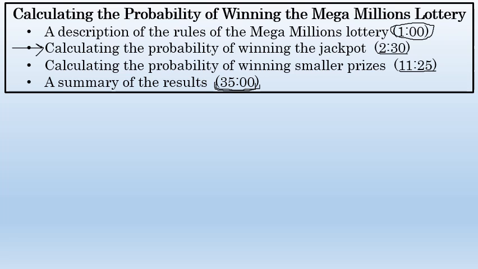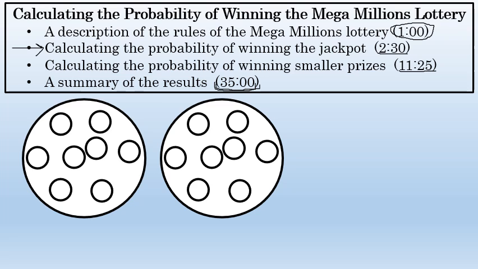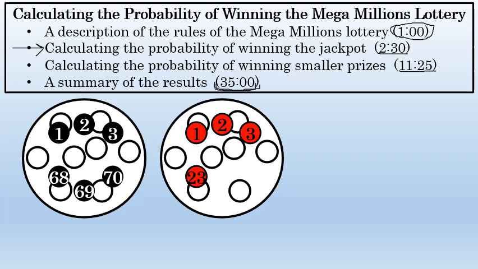The Mega Millions lottery contains 2 separate containers of balls. Each ball contains a number. The first container of numbers has numbers from 1 to 70. The second container, which contains what's known as the mega ball, has values from 1 to 25.